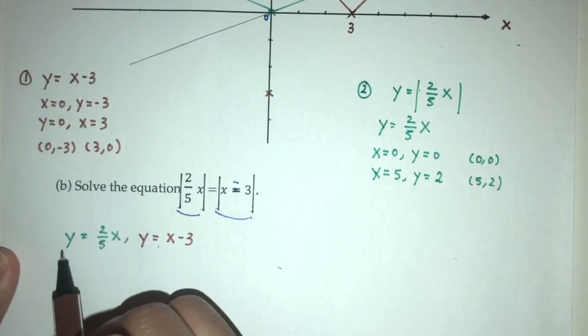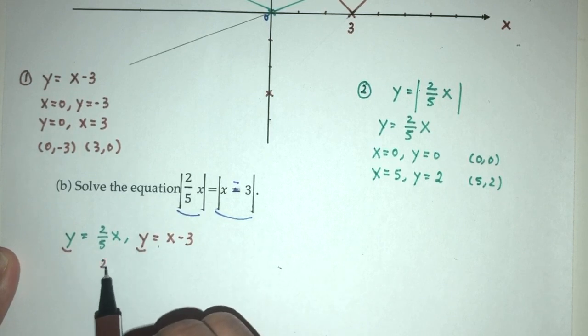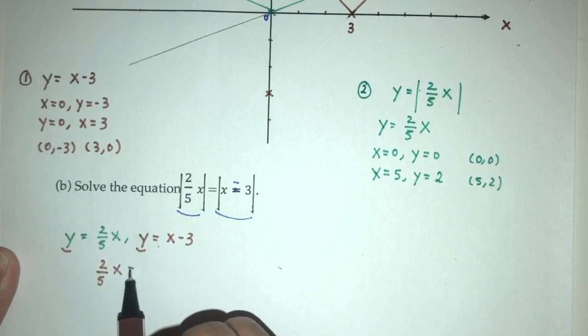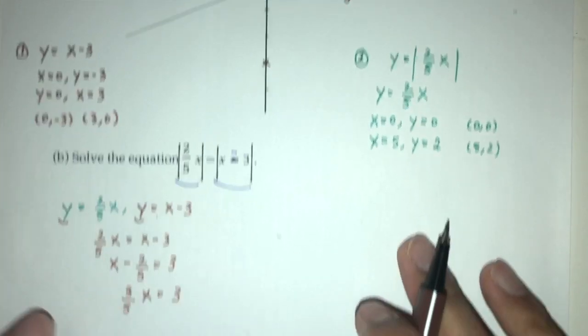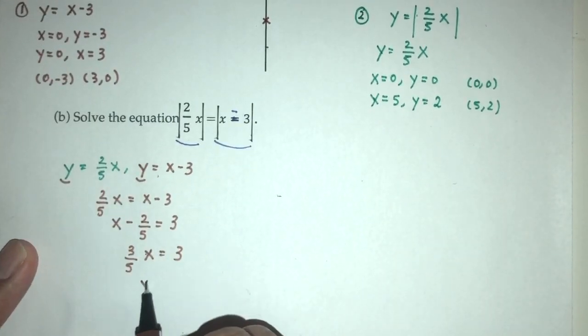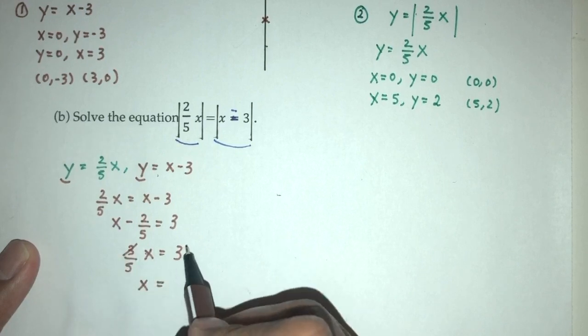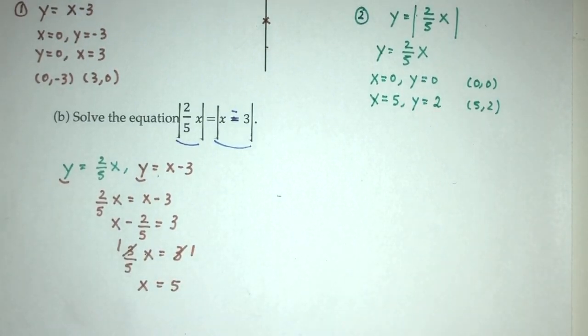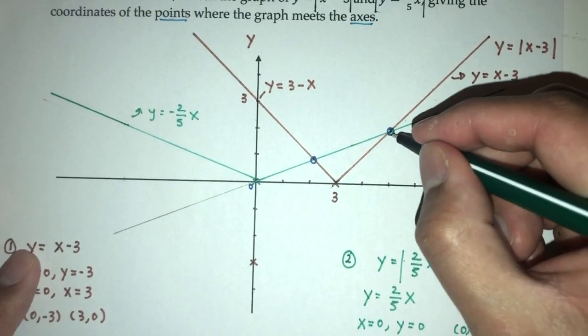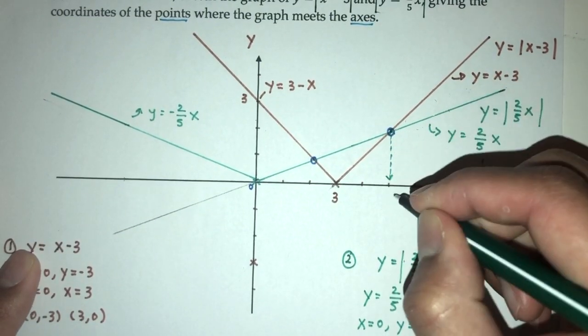So here we have y, here we have y, we just replace. You will have 2 over 5 x equals x minus 3, right? So next, taking to one side, you will have x minus 2 over 5 x is 3, so 3 over 5 x is 3. So finally, x has to be, if the 5s cancel out, 5. That is my first value of x. This is the point where they meet, seems to be the value of 5.